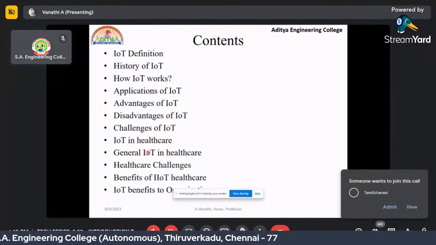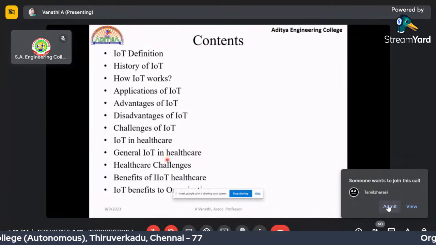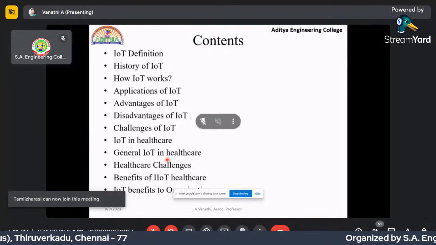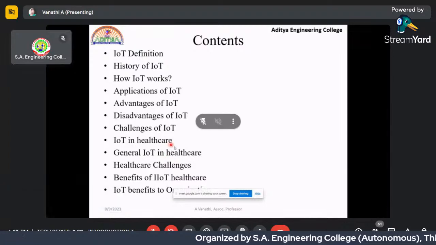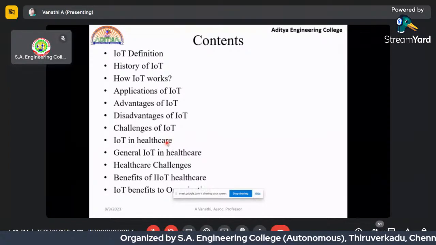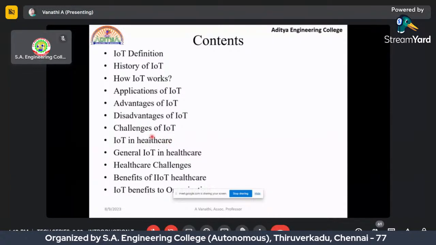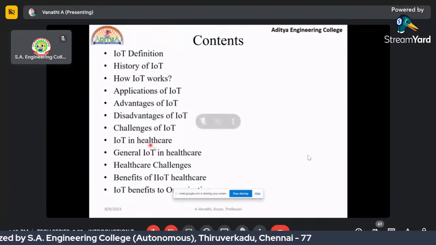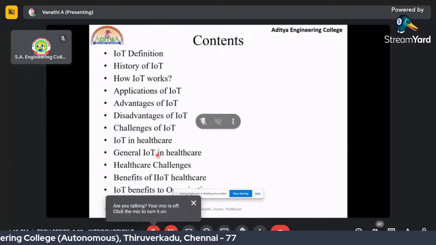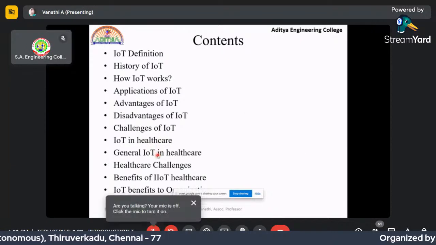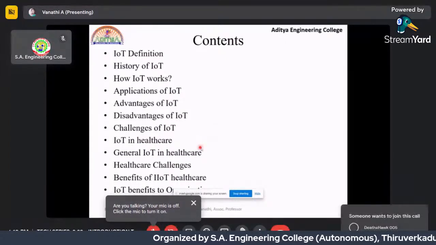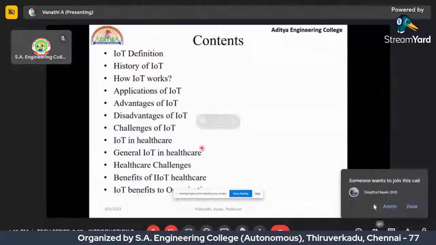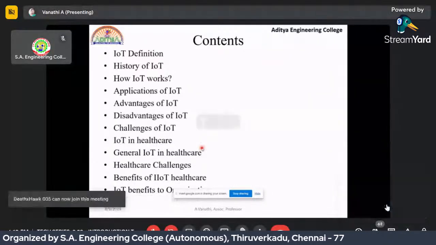We'll see mainly about IoT in healthcare, because health is the main thing. Everywhere we are looking for it due to the larger population, so there is more importance towards healthcare. So I would like to go for IoT in healthcare especially. Then we'll see some practical applications. I'll be using a website called Tinkercad, where I'll show you how a simple IoT application can be simulated also.